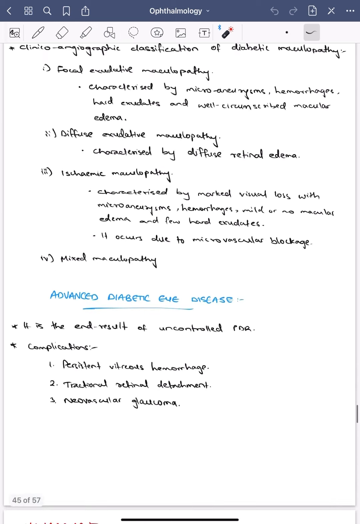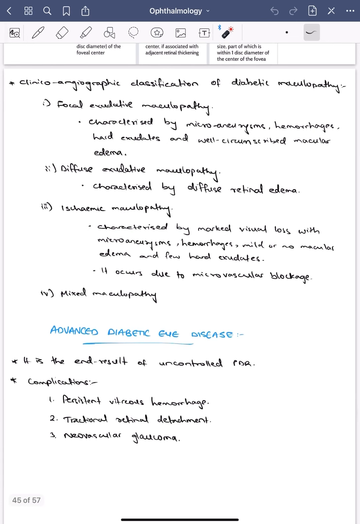Now finally, diabetic eye disease. Now it is the end result of uncontrolled proliferative diabetic retinopathy.